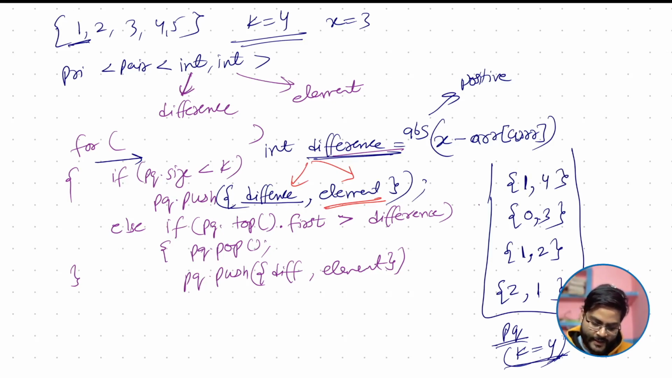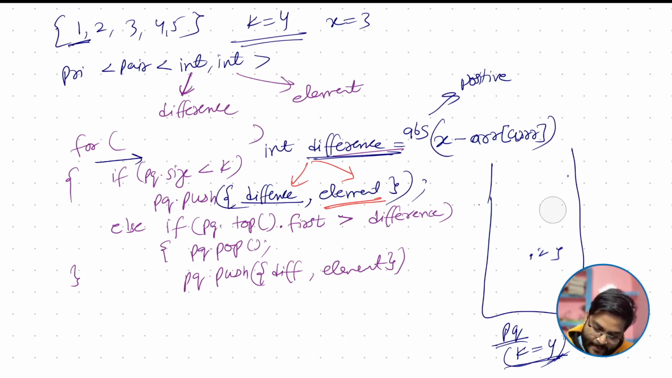Now before coming to this, it will be in the form of max heap, so write it in max heap order. The 2, 1 will come above. So it will be: difference 2 with element 1 on top, then difference 1 with element 4, difference 1 with element 2, and difference 0 with element 3.